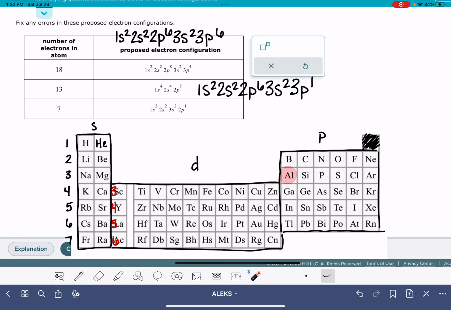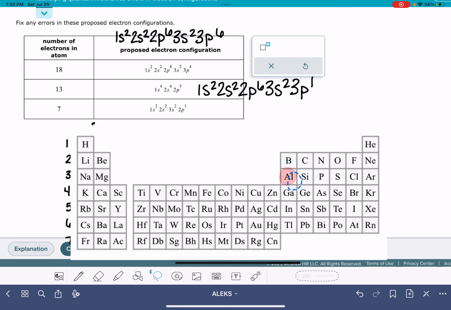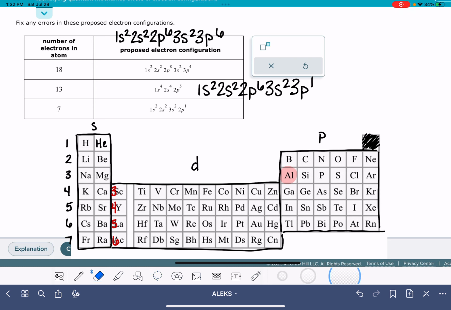Our last one on here has 7 electrons in it. That's going to be atomic number 7, which I think is nitrogen: 1, 2, 3, 4, 5, 6, 7. Yeah, so our last one that we're going to deal with is nitrogen right there. And for the electron configuration for nitrogen, starting at hydrogen, which is 1s, we have 1s2. Then we move on to the 2s, that's going to be 2s2. Then from there, we move to the 2p's, 1, 2, 3, 2p3.